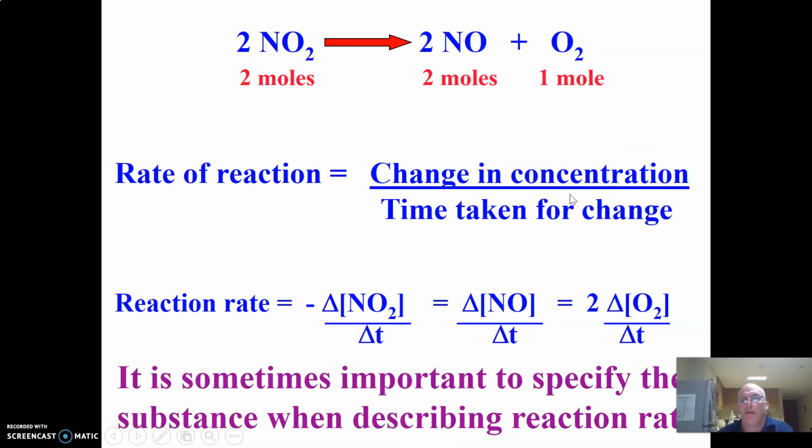Here's another example. Again, it looks a bit confusing because there's no number there. The coefficient is 1, and yet I've put a 2 there. And that's because the rate of disappearance of this is equal to the rate of appearance of that.